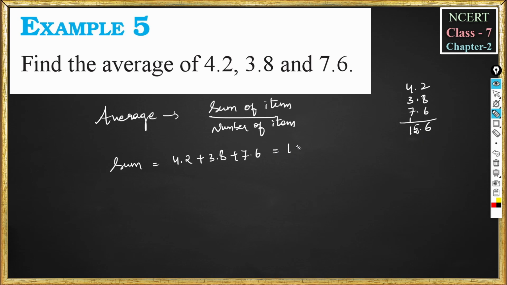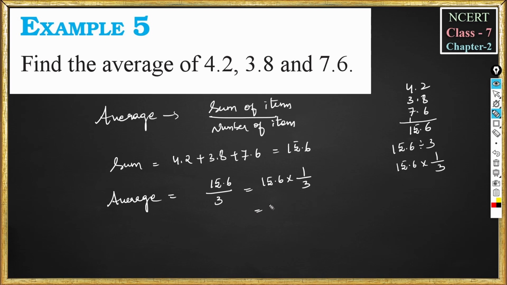So we get 15.6. So the average is what? Average is equal to the sum of the items, that is 15.6, divided by the number of items, that is 3. So we know that 15.6 divided by 3 can be written as 15.6 into 1 by 3. So 15.6 can be written as 156 divided by 10, because there is one number after the decimal point, into 1 by 3. This is equal to 156 into 1 by 10 into 3.